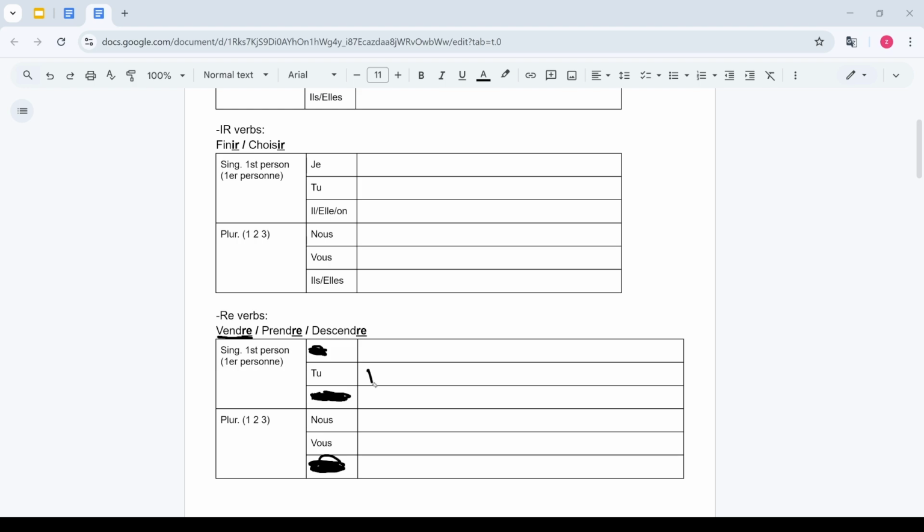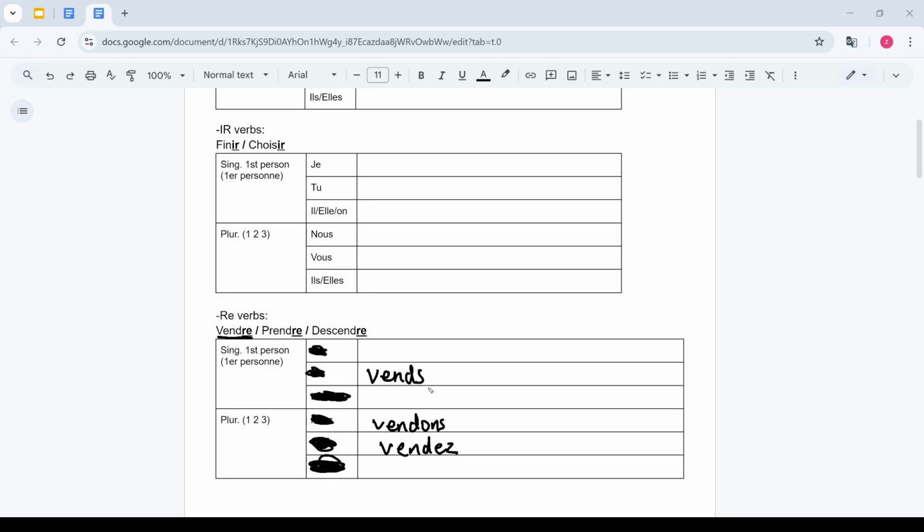Conjugate it normally. Tu, RE verbs take off RE. For tu, add an S. For nous, add ONS. And for vous, add EZ. Next step, take off your subjects. We're not saying you sell, we're saying sell.